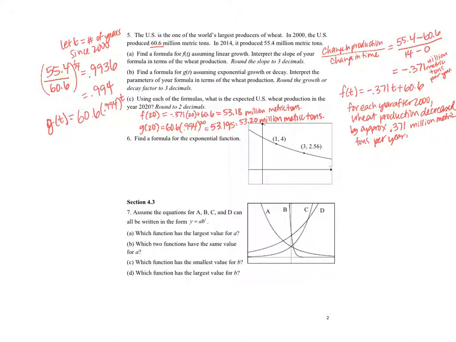Okay, and then now it says find a formula for this exponential function. So I know that to get from 1 to 3 is a change of 2 units. So if I do 2.56 divided by 4, that's going to give me my 2-unit decay factor.